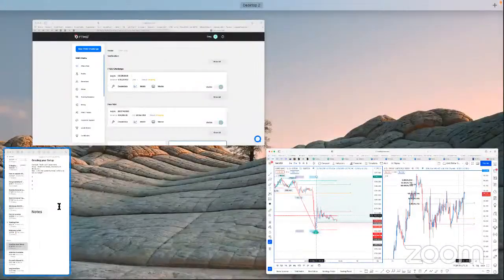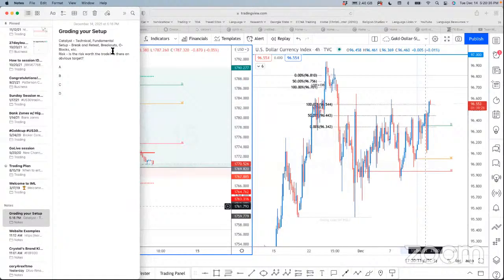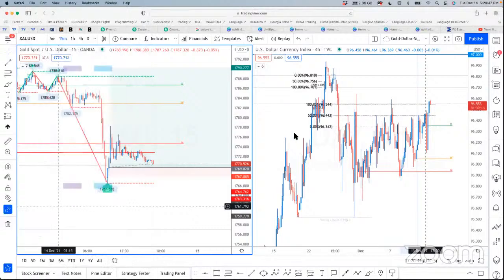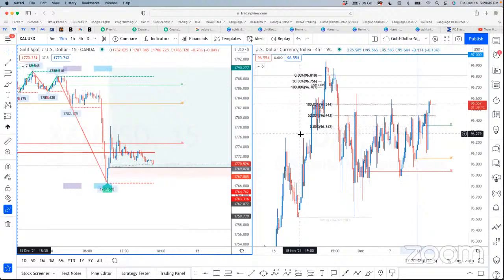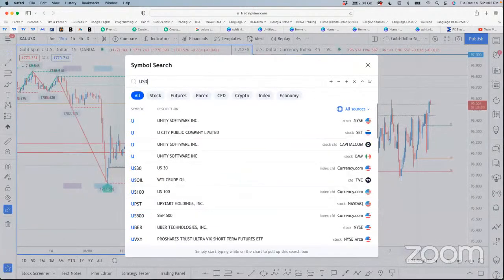Also, we can add this to the setups, right? Correlation. Are there any correlating pairs that you could trade against? And in this case, dollar versus gold, they inversely correlate. A pair that you could have traded with dollar is USD CAD. You can pull this up.